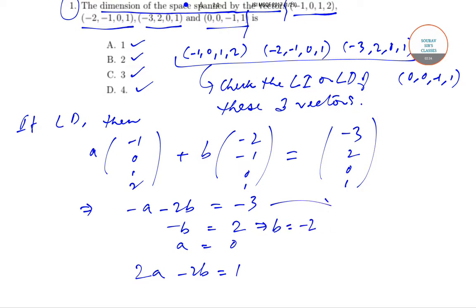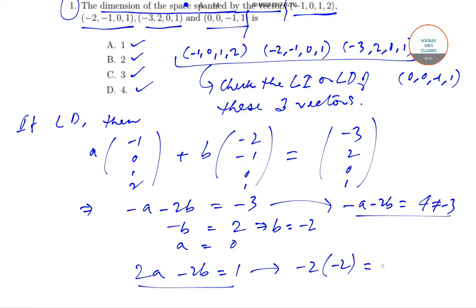So if we put the values of A and B over here, then -A - 2B gives -A is 0 and -2B is -2 into -2, that is equal to 4. So this is not equal to -3. This is not satisfied. Also, if we put A equal to 0 and B equal to -2 over here, then this gives us -2 into -2, which gives us 4, which is not equal to 1.